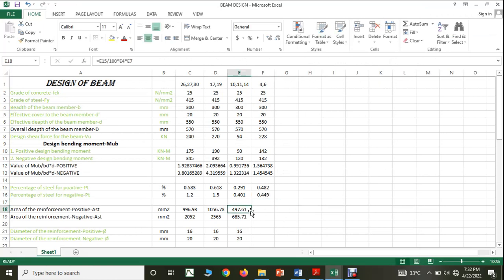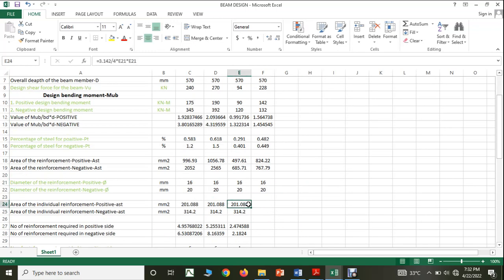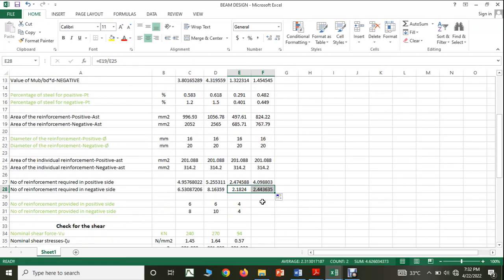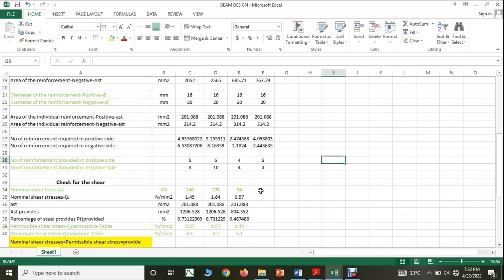So therefore if you calculate the area of the steels, you can see that these are the areas. I will be maintaining this 16 and 20 mm diameter only. Therefore this will be the area of the individual one. If you calculate the number of bars, I can provide 4 bars, or I can go to 6, no issues, and this is going to be 4 bars, right?